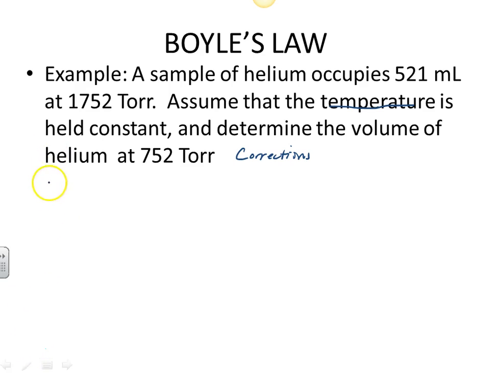So as we're solving the problem, the first thing that we want to do is try to sort out the meaningful numbers that are in the problem. It does not matter that the gas is helium. Any gas is going to respond in the same way. We do have a volume, so we can label that V equals 521 milliliters, and P equals 1,752 torr. We're going to have the helium move to another pressure, so here's our second pressure, 752 torr. And we want to know what is the new volume.